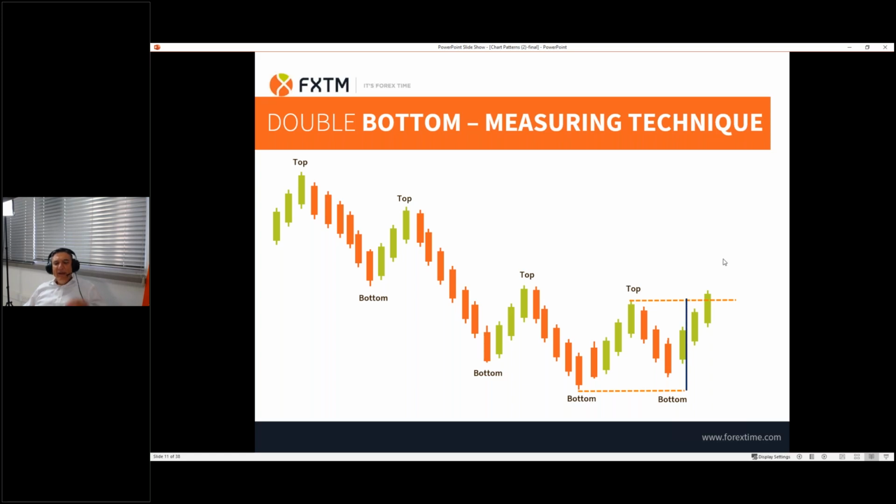And to identify, to estimate, to calculate the minimum distance that prices will move upwards, then you take the height from this top to the lowest bottom and you project it at the breakout level. So here is the minimum distance that we expect these prices to move higher based on the double bottom theory. Okay, excellent. We go on. If you have any questions, please post them and I will try to answer them.